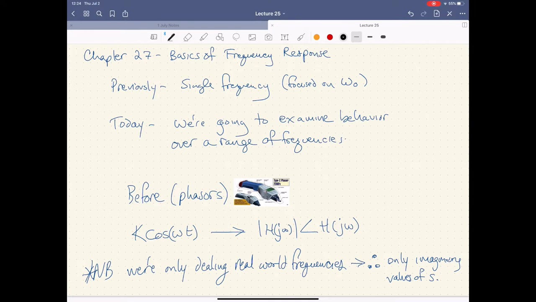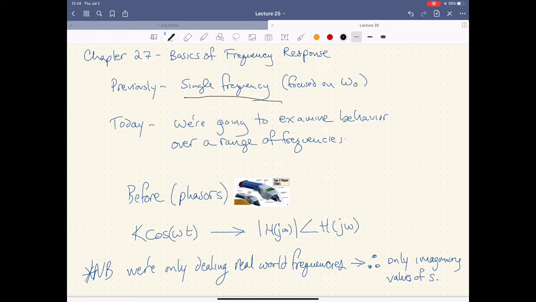In fact, my Bob Ross intro probably would have been better here for this lecture if I had thought about it ahead of time. But that's effectively what we're doing. Last lecture we learned how to draw a line. We learned how to do a single frequency and we focused on this special frequency omega naught. Now what we want to do is examine an entire range of possible frequencies and examine the behavior of our transfer function.